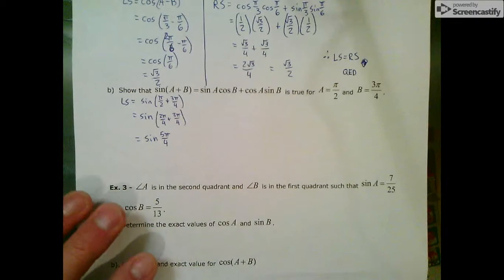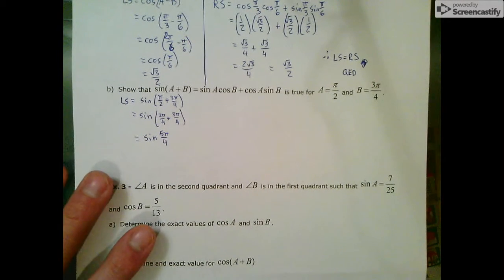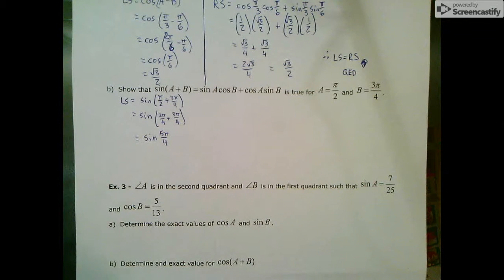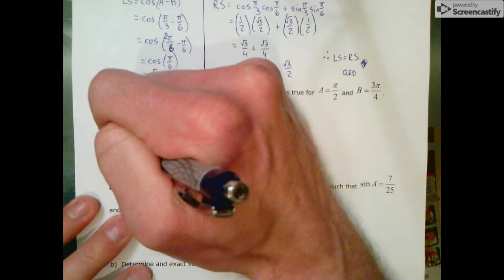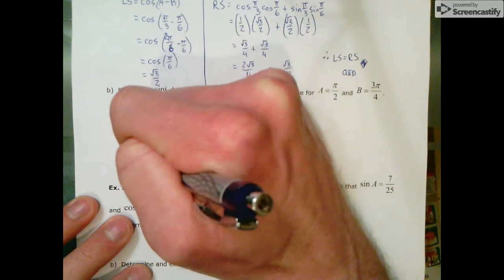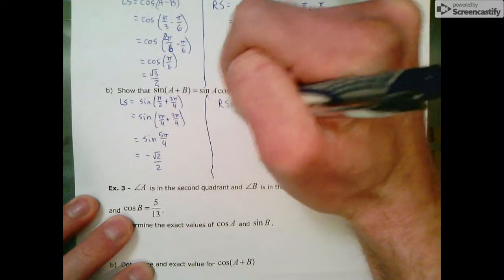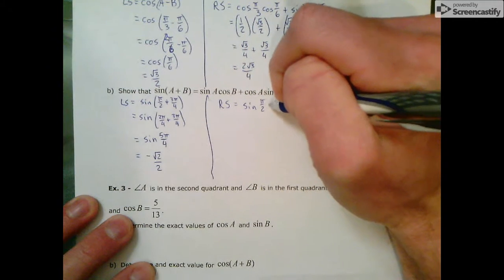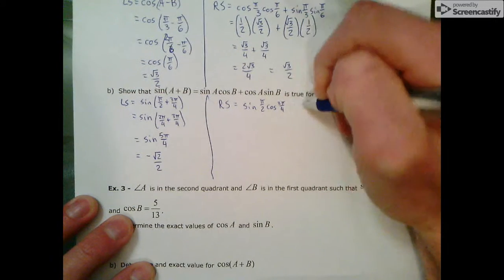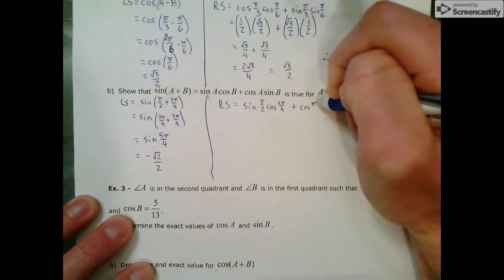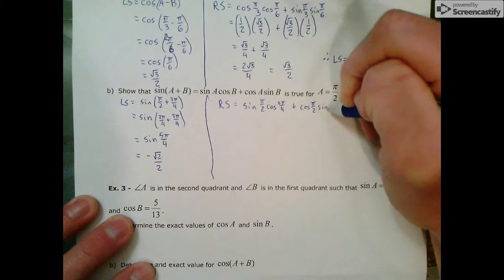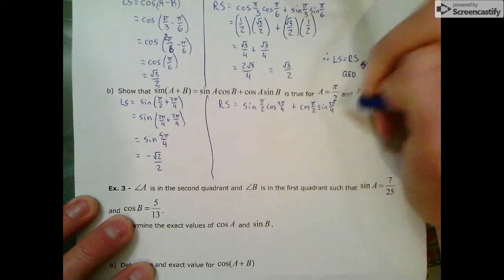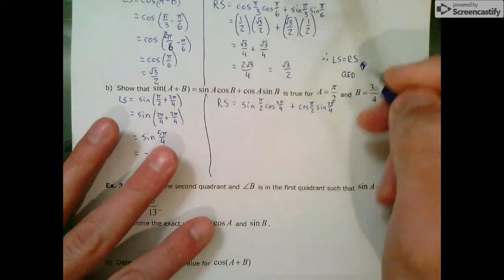And we can use our unit circle or special triangles, realizing that this is pi plus pi over 4, so it's third quadrant, so it's going to have a negative sign, same answer as the quadrant 1 answer for pi over 4, but it's going to result in negative root 2 over 2. Looking at the right side, I would say that the sine of pi over 2 times the cos of 3 pi over 4 plus the cos of pi over 2 times the sine of 3 pi over 4. And I can work each of these out individually using my unit circle or my special triangles.